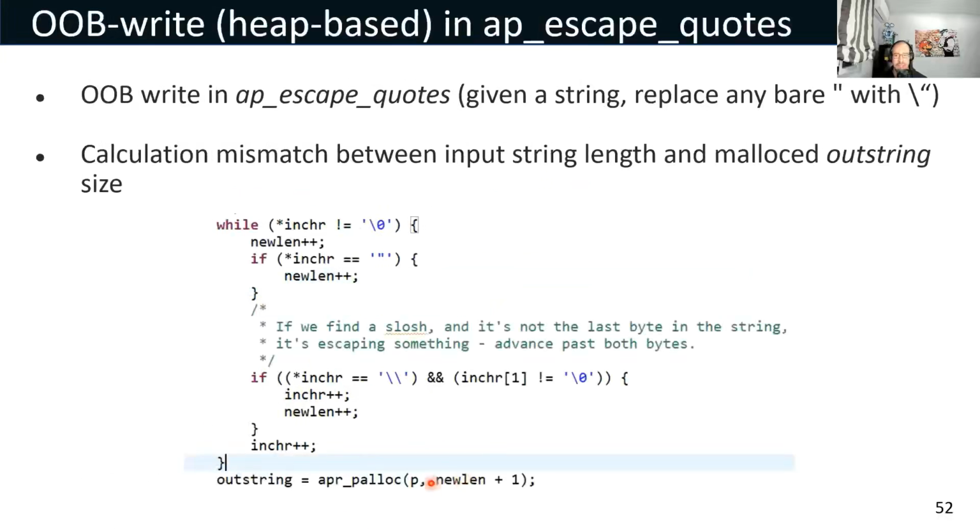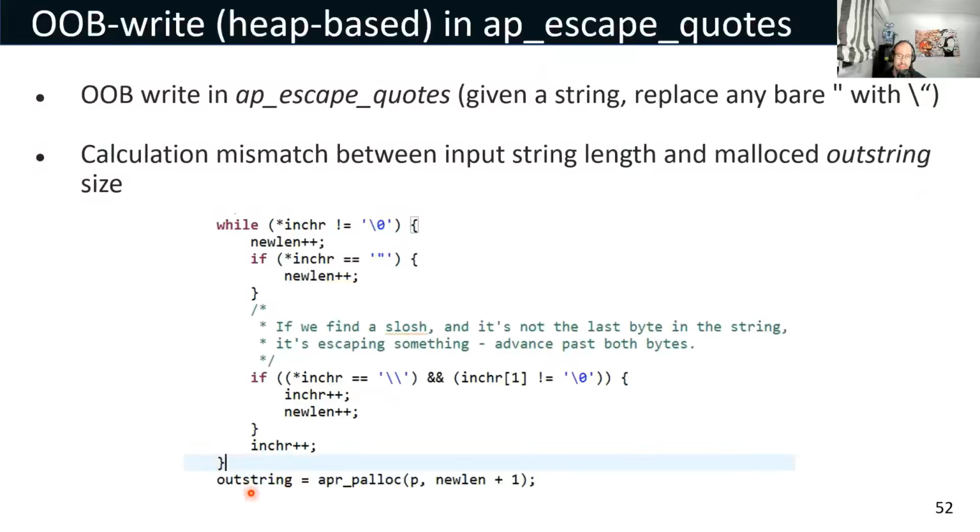Another one. In this case, we have an out of bounds write in the heap, affecting the escape quotes function. This function escapes any quotes in the given string. The origin of this bug is a calculation mismatch between the length of the input and the size of the allocated outstring buffer.